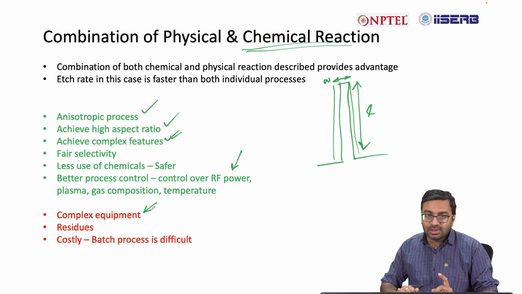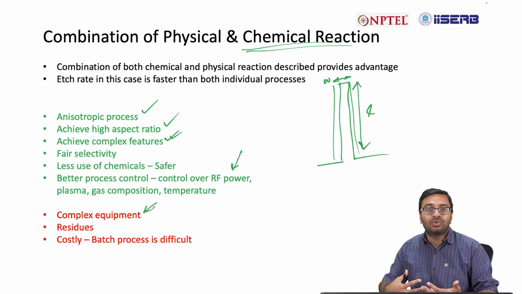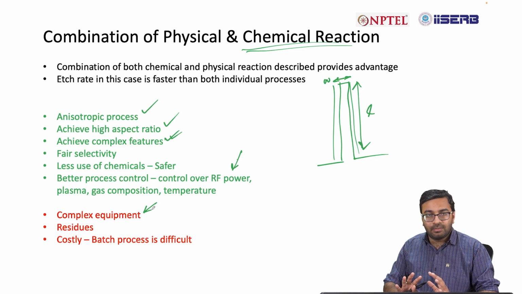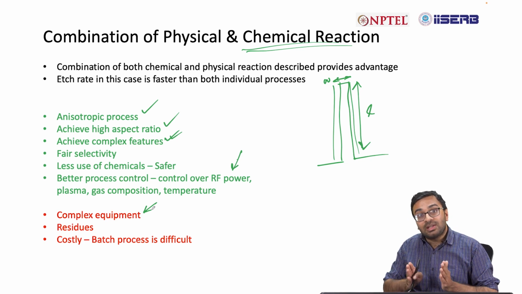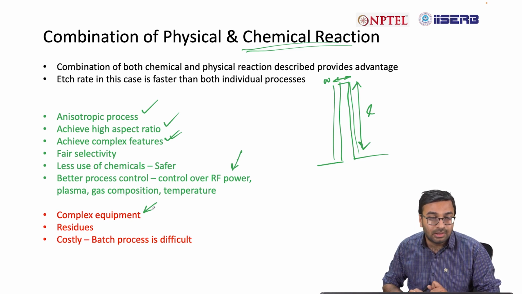And the process is costly, because you can't create a large batch process, because it requires a closed chamber, and you can't create a very large closed chamber, because then you also need more gases. You need to have better control over RF power and so on. So usually batch process is very difficult in dry etching. However, the dry etching can provide you anisotropic structures. That is one of the biggest advantages that you get from the dry etching process.